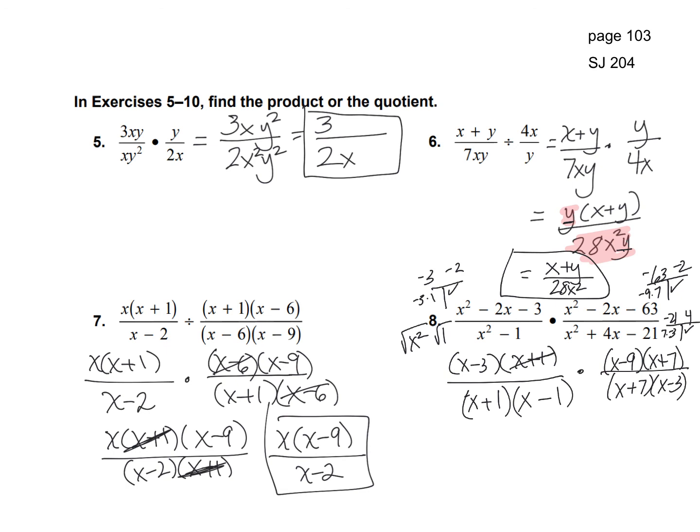The first one, x plus 1s will reduce away. The second fraction, the x plus 7s will reduce away. So I'm going to have x minus 3 in the numerator along with x minus 9. And then I will have x minus 1 in the numerator along with x minus 3. And then I need to reduce, so the x minus 3's will reduce, and my final answer will be x minus 9 divided by x minus 1.